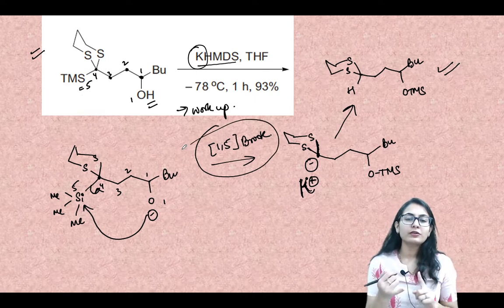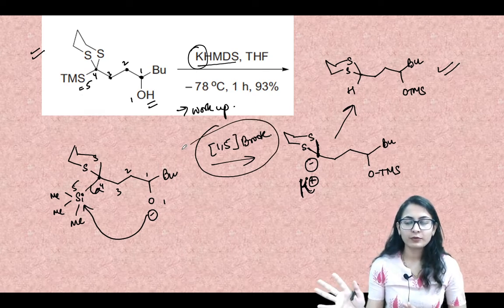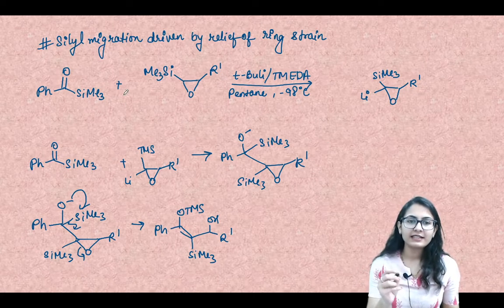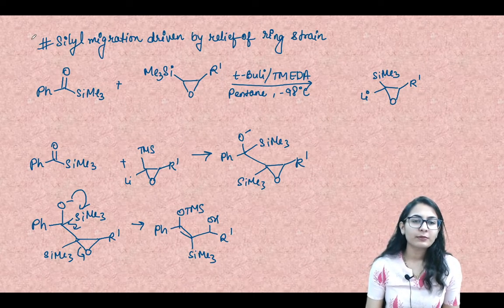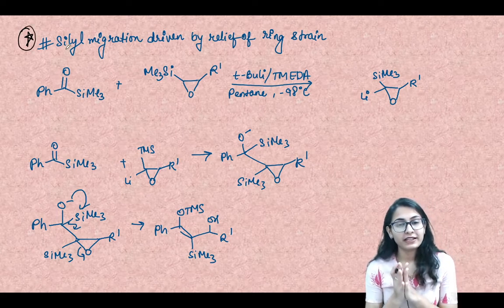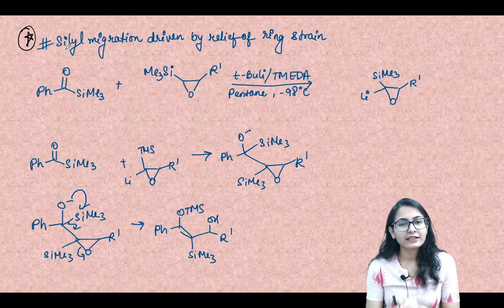So we have done the 1,2, 1,3, 1,4 and 1,5 Brook rearrangement. Now we are going to see a very nice application of the Brook rearrangement itself. That is when, let's say, we have the possibility of ring opening, then that is also possible.